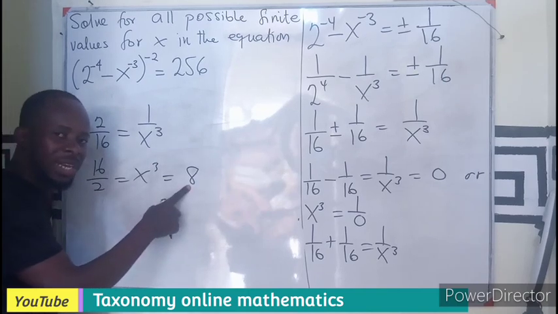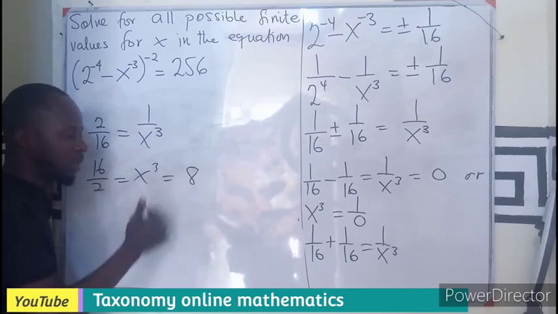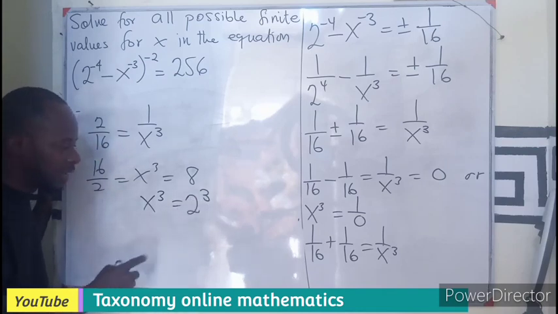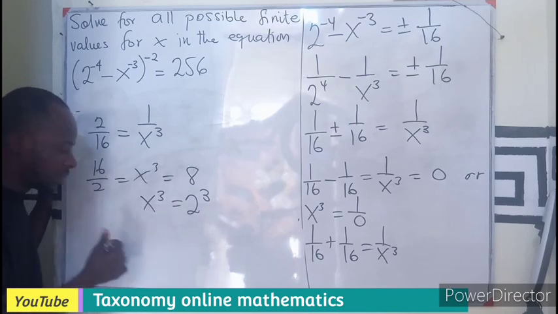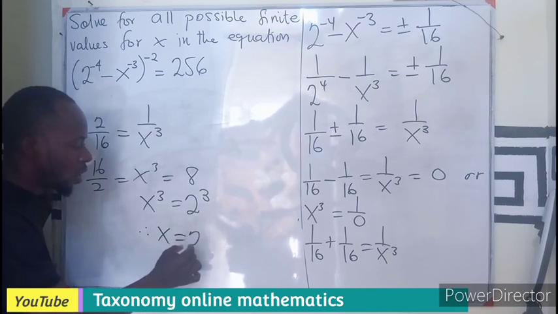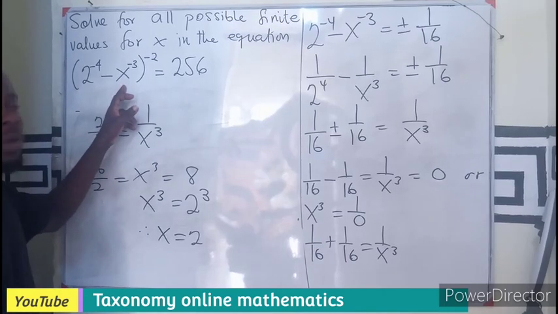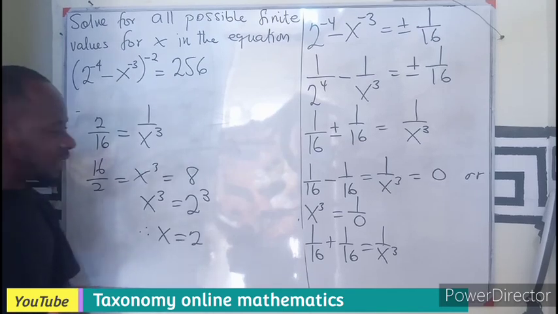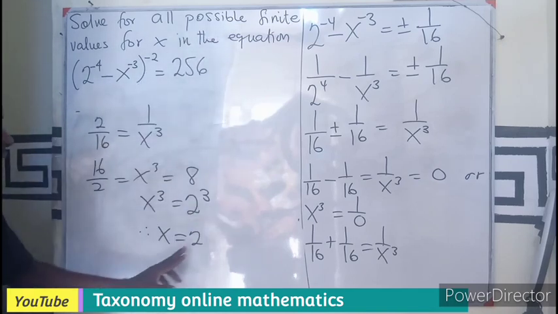So now we can easily bring 8 to the base of 2 to the power 3, so that the powers will be the same. So this will be 2 exponent 3 indices. If the base are the same, take the exponent. If the exponent are the same, equate the base. This means that your x is equals to what? 2. And if you slot back x equals to 2 into this, your left hand side will also equal to 256. You can try that and see if you get a value. So this equation, the possible finite value we can get for x will be 2.